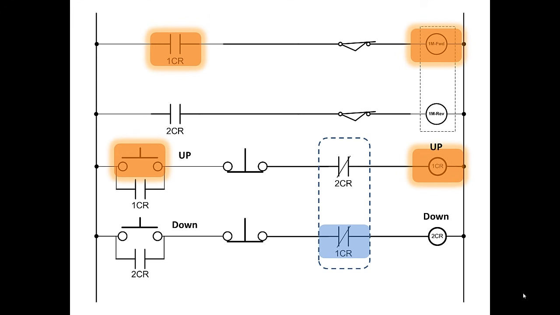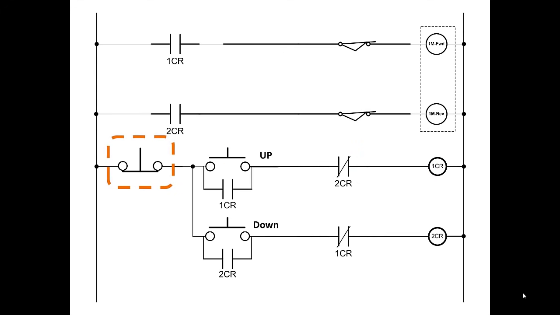Now, we don't want two stop buttons. See, we still got two stop buttons. So let's improve our circuit by making it one stop button. To do that, we just move it over into the head of the rung to make it a common condition, a common permissive for both relay circuits. So pushing that button will kill the power to 1CR or 2CR. It'll stop either up or down direction.